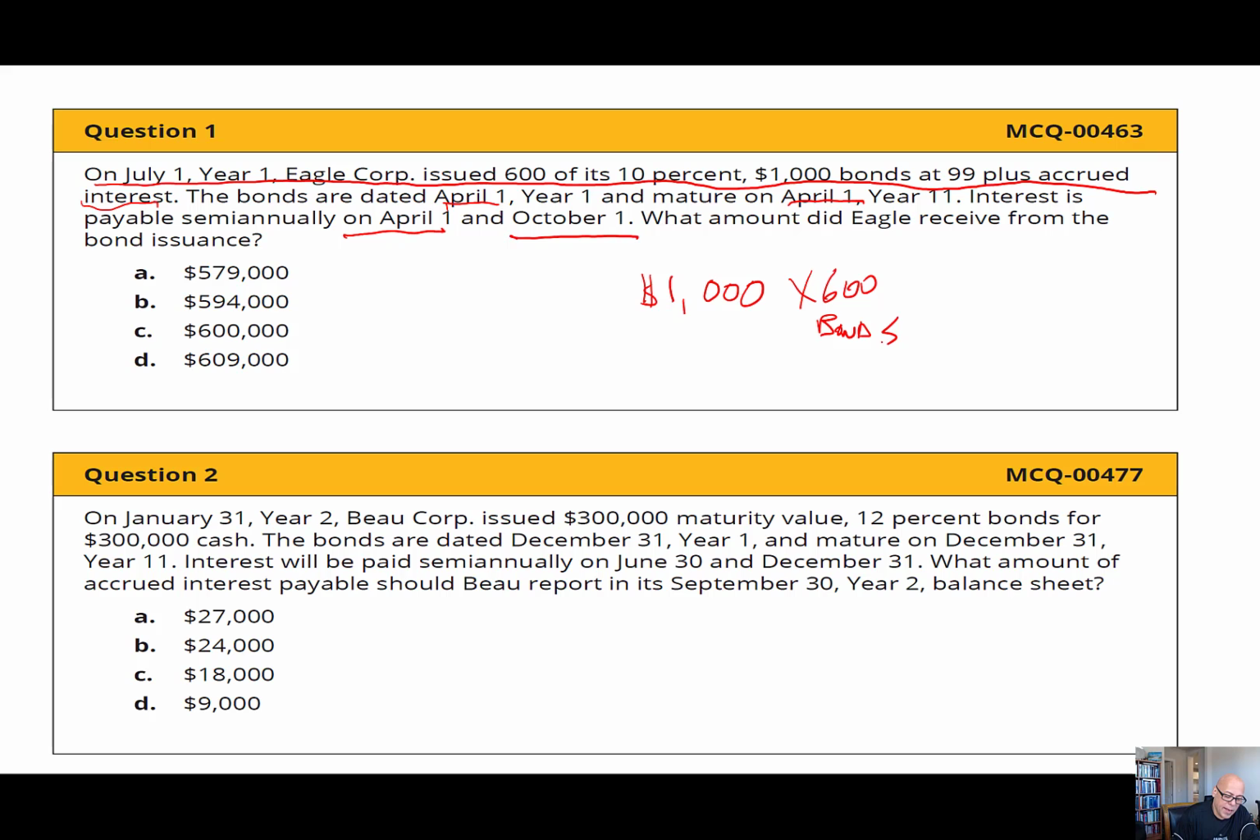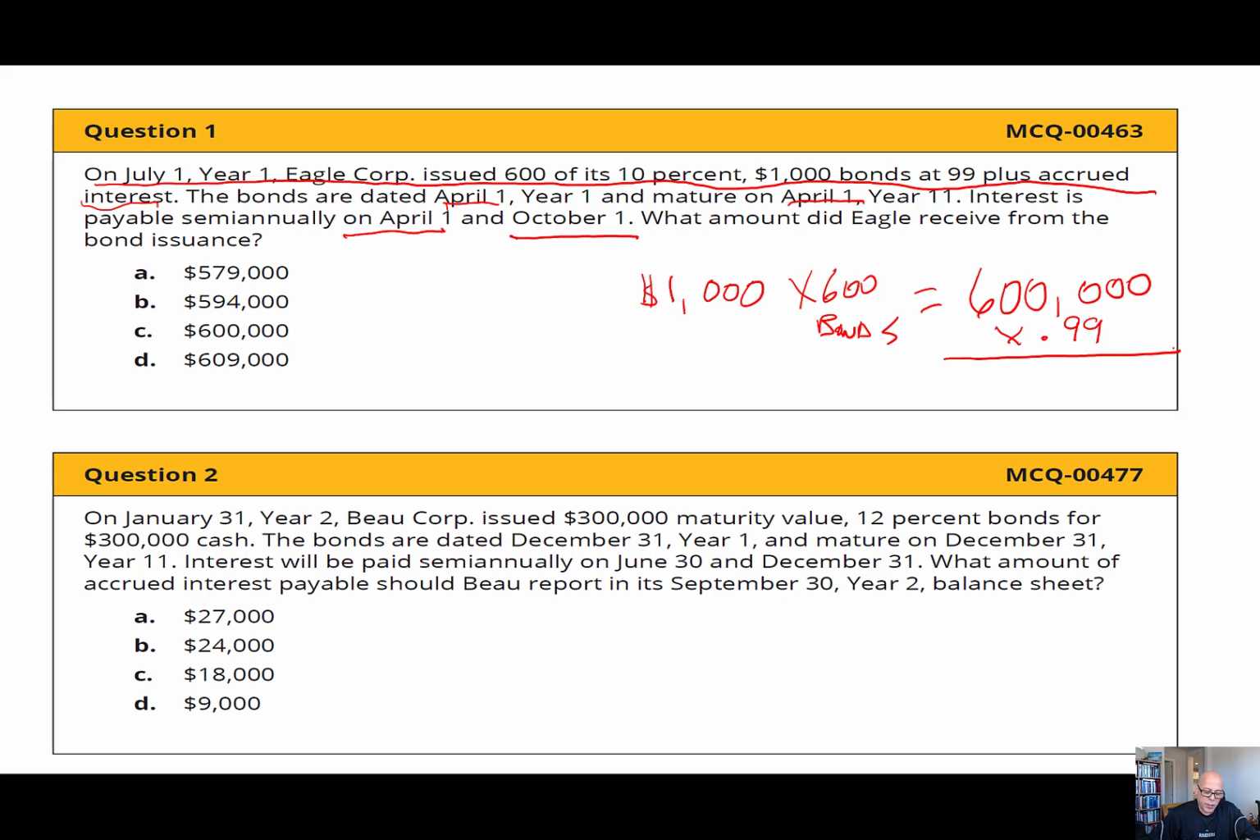Okay? And they issue it at 99. Now let me explain what that means, because we're going to be looking at that some more here in a second. Well, if you take 600 bonds times $1,000 each bond, you should have got 600,000. But if you issue it at 99, 100 would be if you issued it for its face. You come under 100%, 0.99, then that means you issued it at a discount, okay?